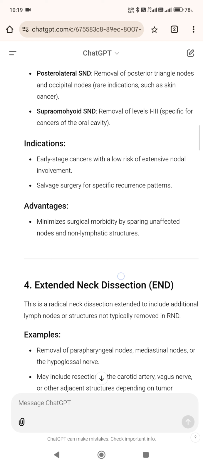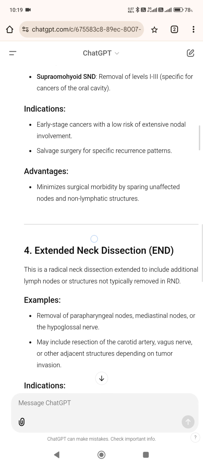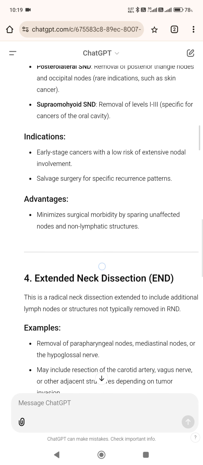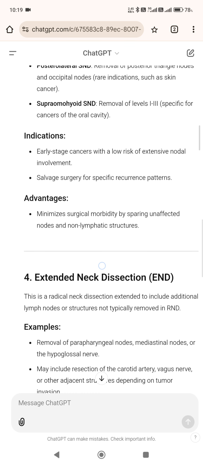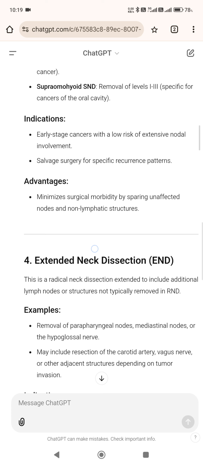Indications: early-stage cancers with a low risk of extensive nodal involvement. Salvage surgery for specific recurrence patterns. Advantages: minimizes surgical morbidity by sparing unaffected nodes and non-lymphatic structures.